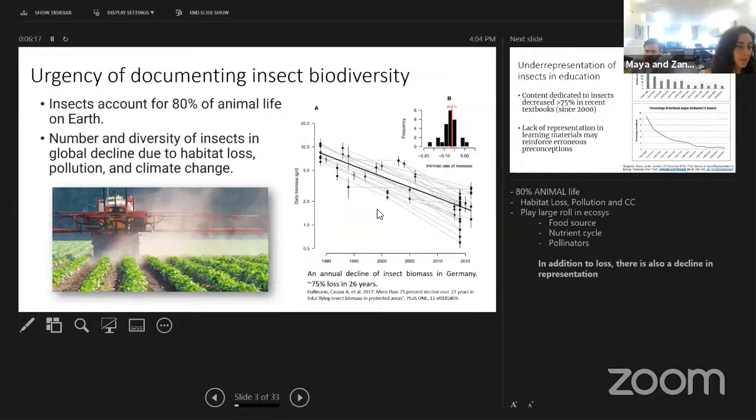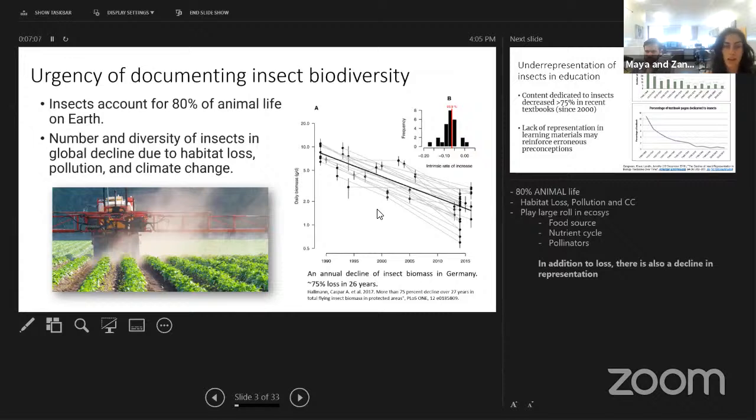Why are insects so critical, so crucial? So insects account for 80% of animal life, and over the past 3 decades, they have been on the decline. And in this graph, you can see that there has been a 75% loss in the past 26 years in Germany. And so the importance of insects can be anything from they play an important food source for other insects and for other animals, such as birds. They are an important part of the nutrient cycle. And they are also important pollinators, as some of us may know.